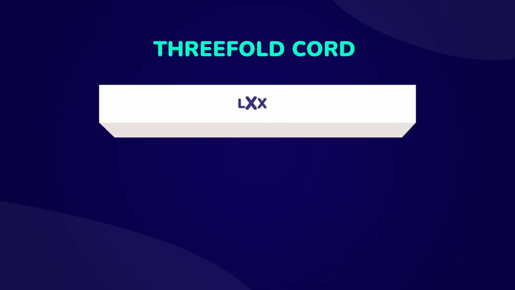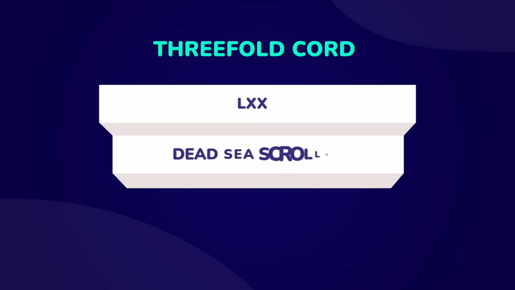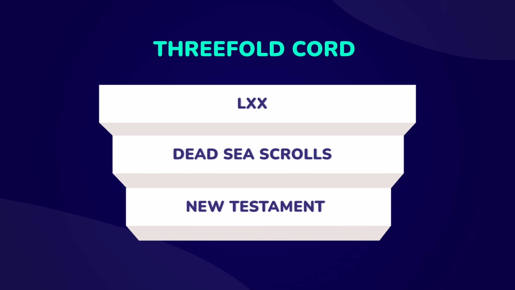But what we're about to go into, these last three examples that I want to go through, are areas where the Septuagint and the Dead Sea Scrolls are right in line with what we find in the New Testament. And so Solomon says that a threefold cord is not easily broken. And so we want to ask the question, are there places where both the Dead Sea Scrolls and the New Testament align with the Septuagint?